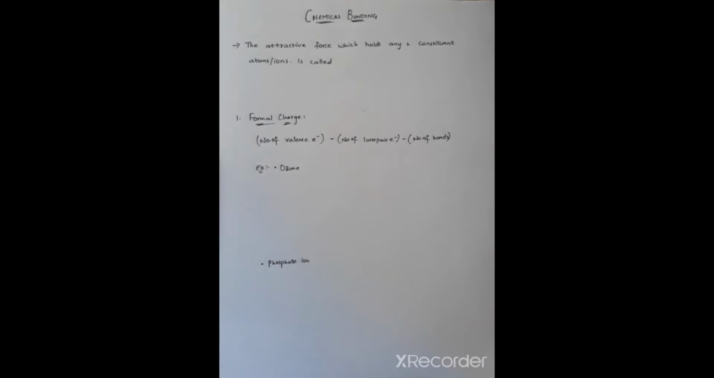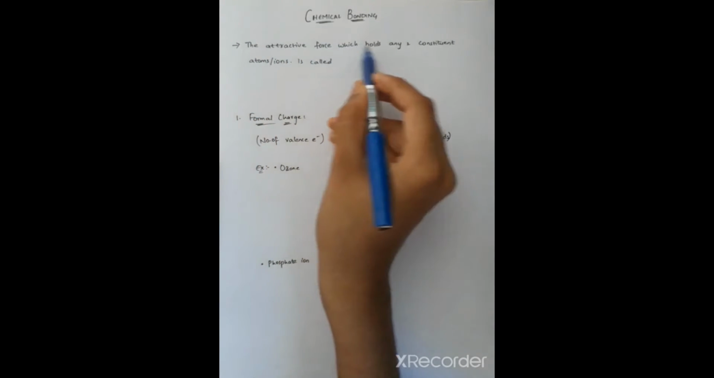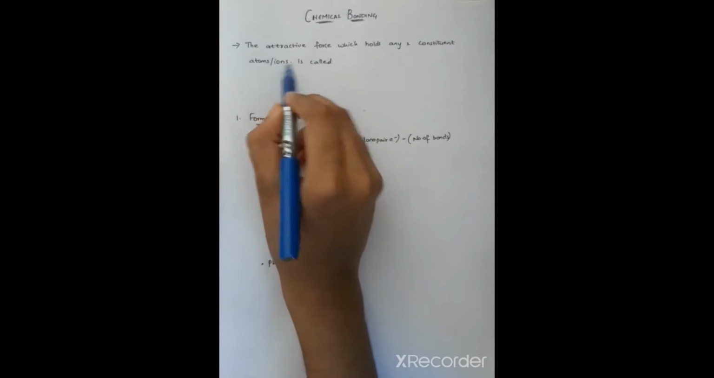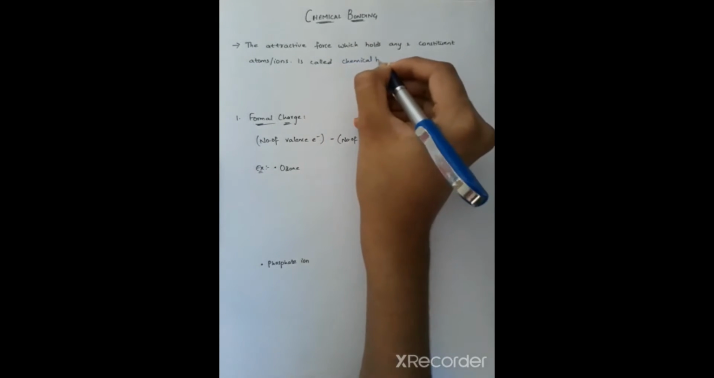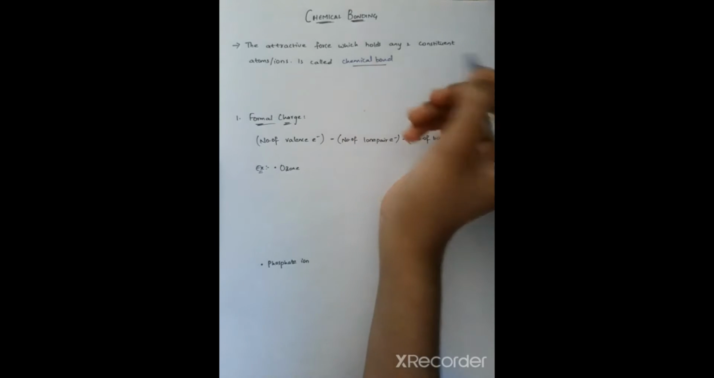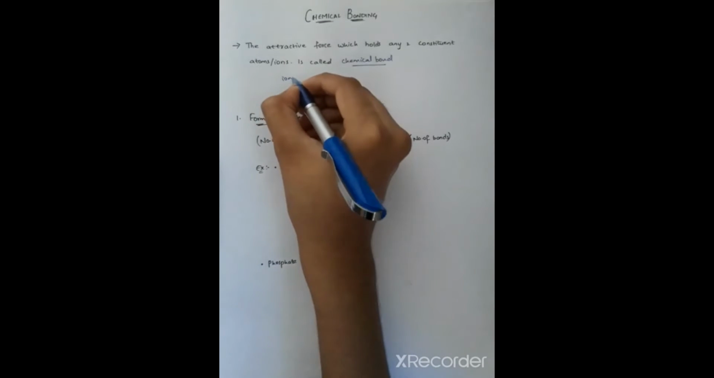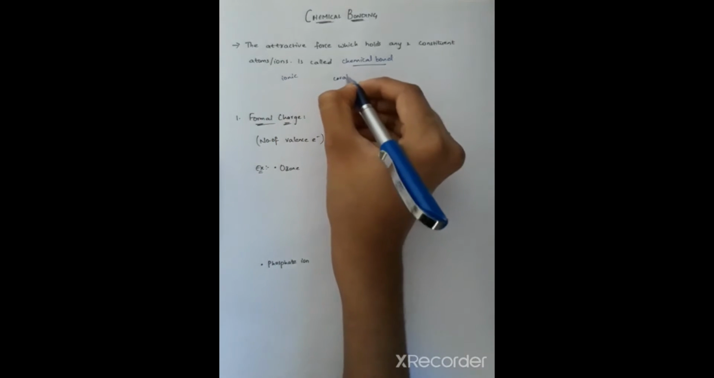Let's start with a simple definition. The attractive force which holds any two constituent atoms or ions is called a chemical bond. There are various types of chemical bonds such as ionic, covalent, etc.